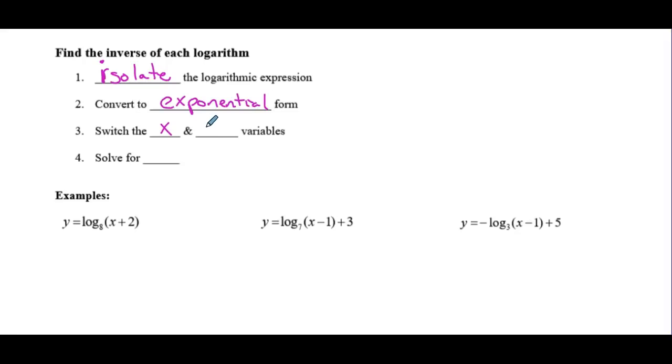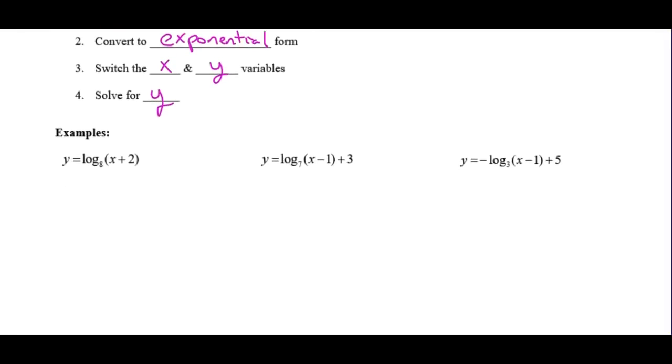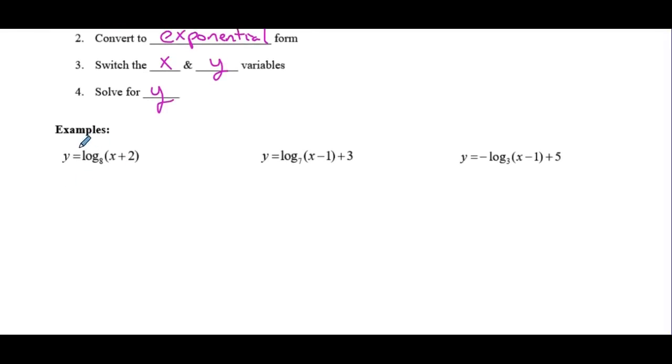Then we're going to switch the x and y variables and finally solve for y. All right, so isolate the log, convert to exponential form, switch the x and the y, solve for y. So what does that look like? Well, the nice thing here is that this one's already been isolated. You see there's nothing happening to the log itself. Log base 8 of this expression x plus 2.